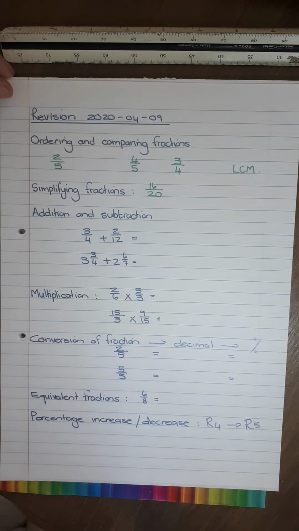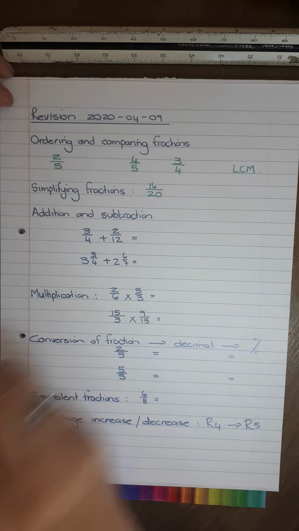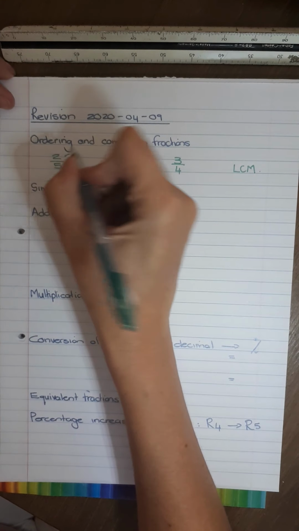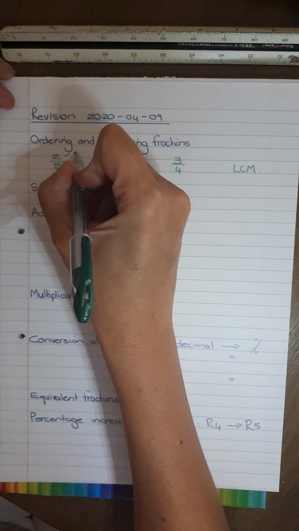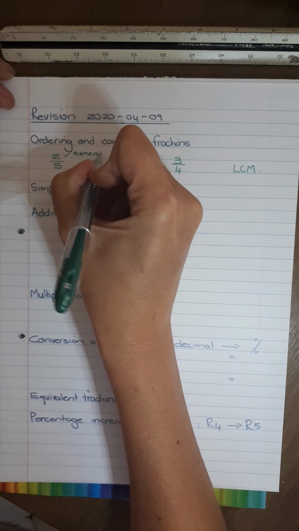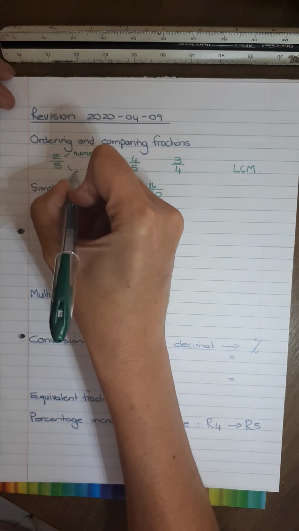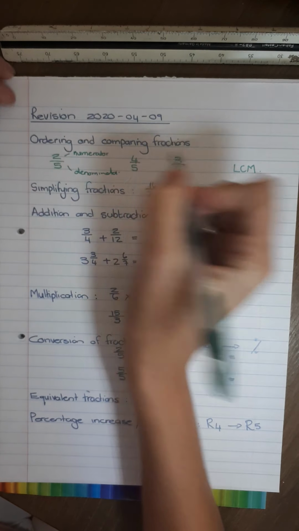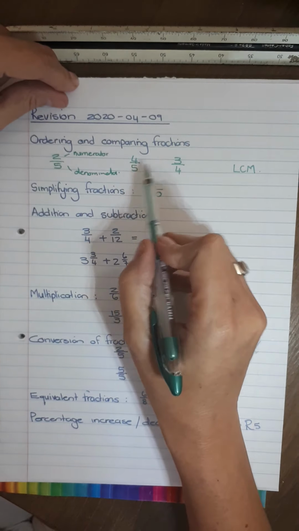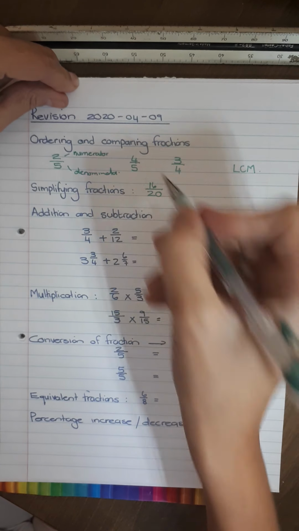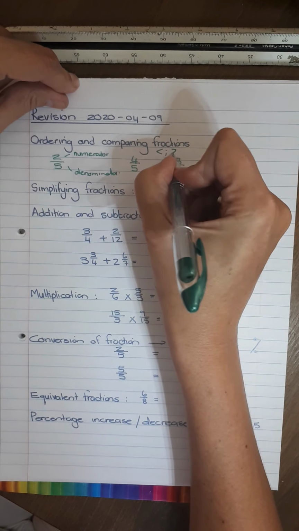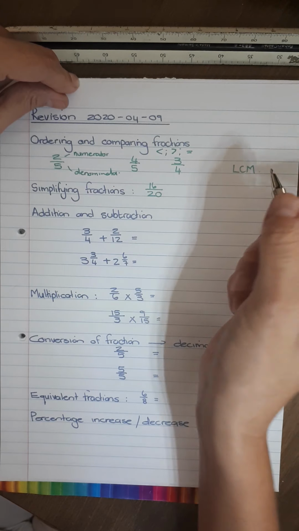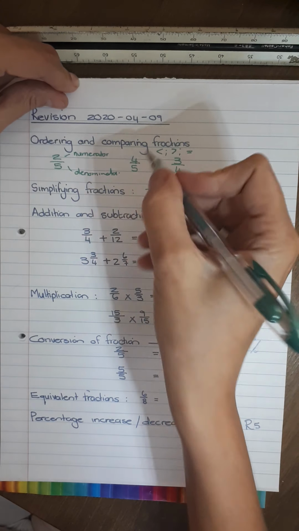Ordering and comparing fractions. This number at the top is known as the numerator, and the one at the bottom, the denominator. Now, if I have to compare these two fractions and I have to see which one is bigger and which one is smaller, or are they equal to each other, then I do it like this.